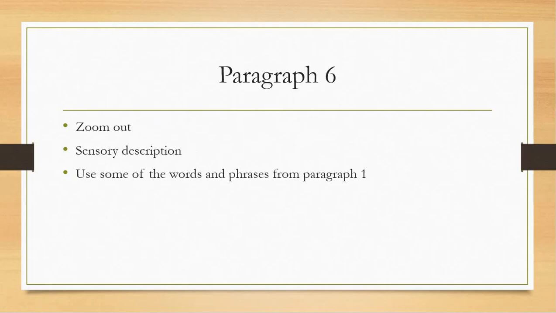What we do is we zoom out again, very similar to paragraph 1, where we zoomed out and we talked about the whole picture. In paragraph 6 we do the same. We zoom out, we again use our sensory description, our sensory language, and we can use some of the words and some of the phrases from paragraph 1. It's our summary, it's our end.